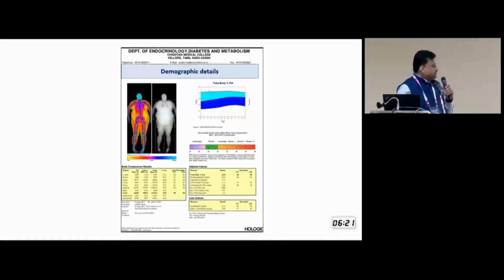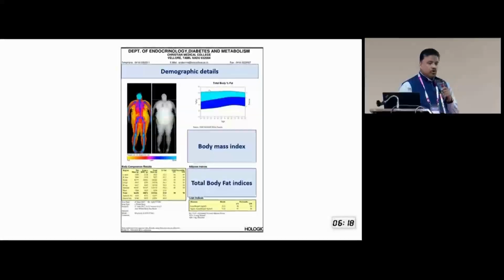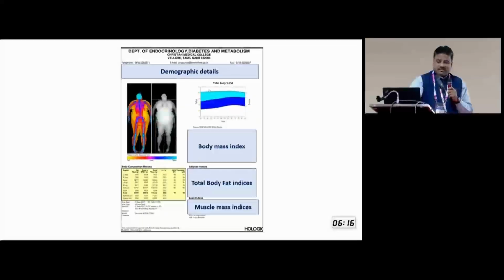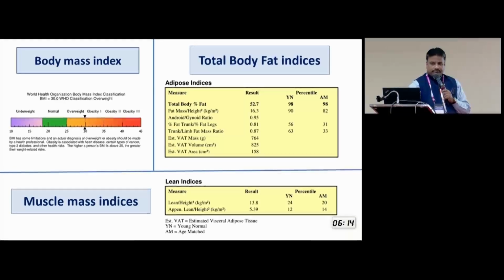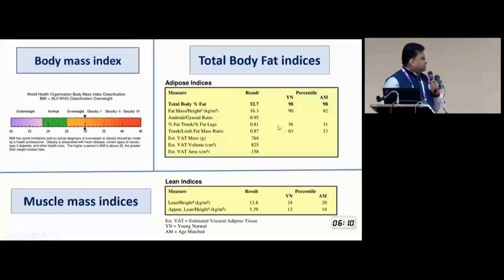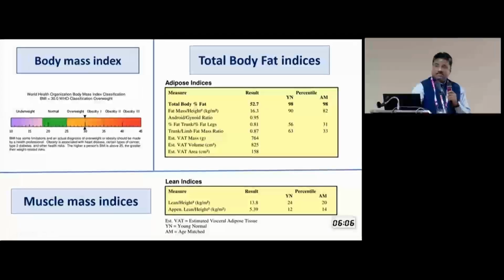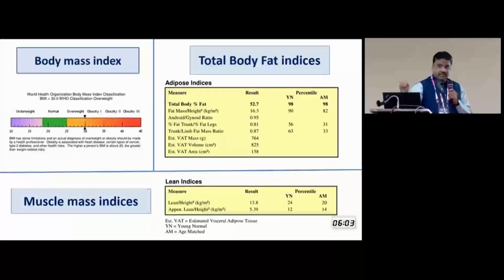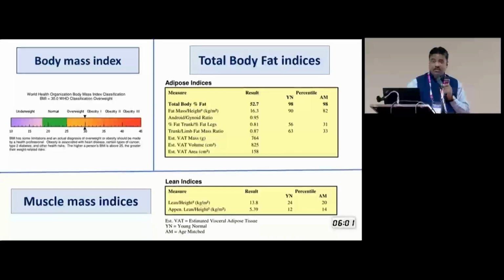Next three things, the body mass index, the total body fat indices, and the muscle mass indices, we look at it together. So we look at the body mass index. This is how it appears. Again, what I must emphasize here, this body mass index is not based on the machine calculated values. This is dependent on what my technician has entered in the report, in the demographic details.